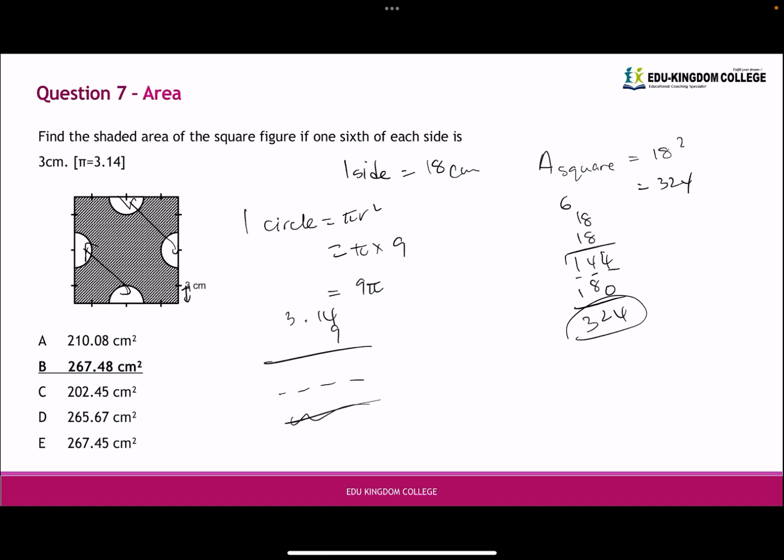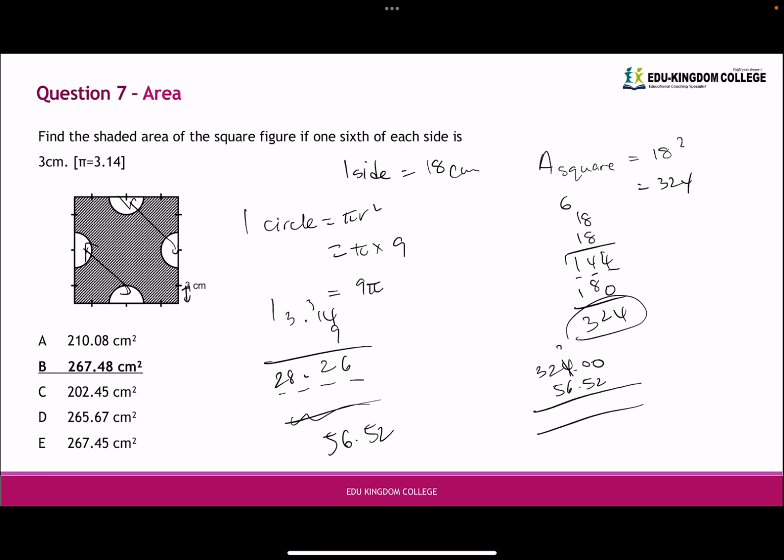Oops, sorry, we didn't need that. So 9 times 4 is 36, carry the 3. 9 times 1 plus 3 is 12, carry the 1. 9 times 3 is 27, plus 1 is 28.26. Okay? So if we double that, it's going to be 56.52, because we have 2 circles, not just 1 circle. And then we're going to do 324 minus 56.52.